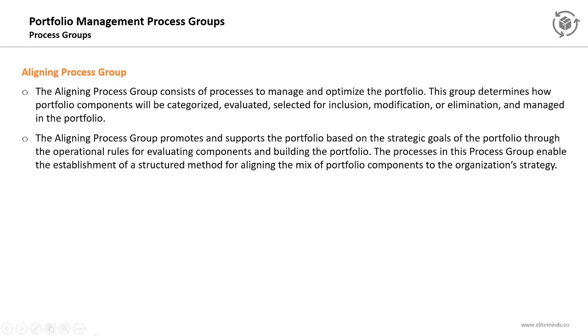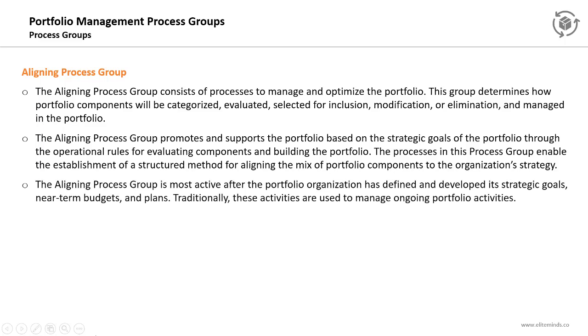The aligning process group promotes and supports the portfolio based on the strategic goals of the portfolio through the operational rules for evaluating components and building the portfolio. The processes in this process group enable the establishment of a structured method for aligning the mix of portfolio components to the organization's strategy. So the optimal mix of the portfolio components will be the key output of the aligning process group. It is most active after the portfolio organization has defined and developed its strategic goals, near-term budgets, and plans, and usually these activities are used to manage the ongoing portfolio activities.